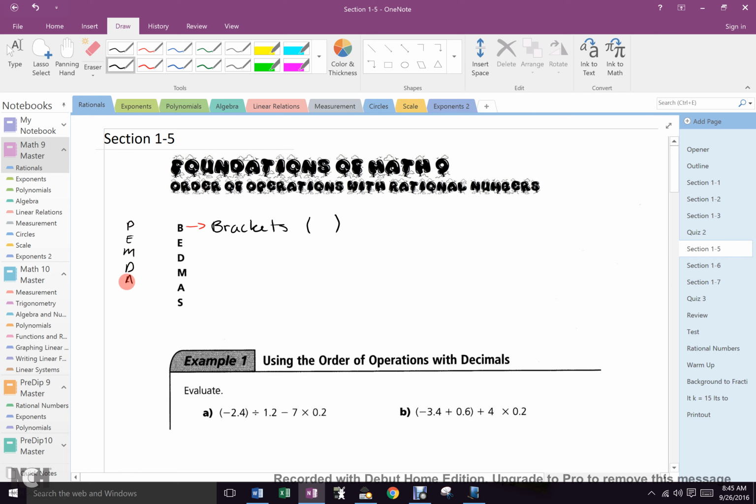Yes. Because P stands for parentheses instead of brackets, which is fine until those teachers that say PEMDAS do math higher than grade 9. And higher than grade 9, we do use actual brackets, which look like this. The problem with both of these names is in a lot of math, we use both of them. Let me give you an example.